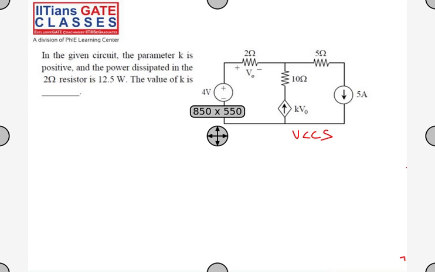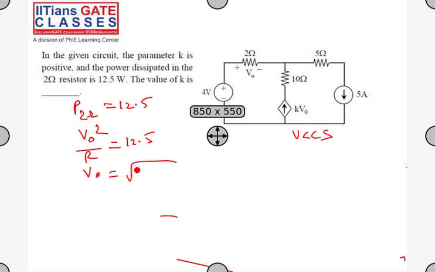Power dissipated in the resistor is given, so I can find the current through that resistor or the voltage across that resistor. Power through the 2 ohm resistor is 12.5 watts. So this is nothing but V naught square by R is 12.5, and V naught is the square root of 12.5 R. R is given as 2 ohms, so 12.5 times 2 is 25, and the root of 25 is 5. This is 5 volts.